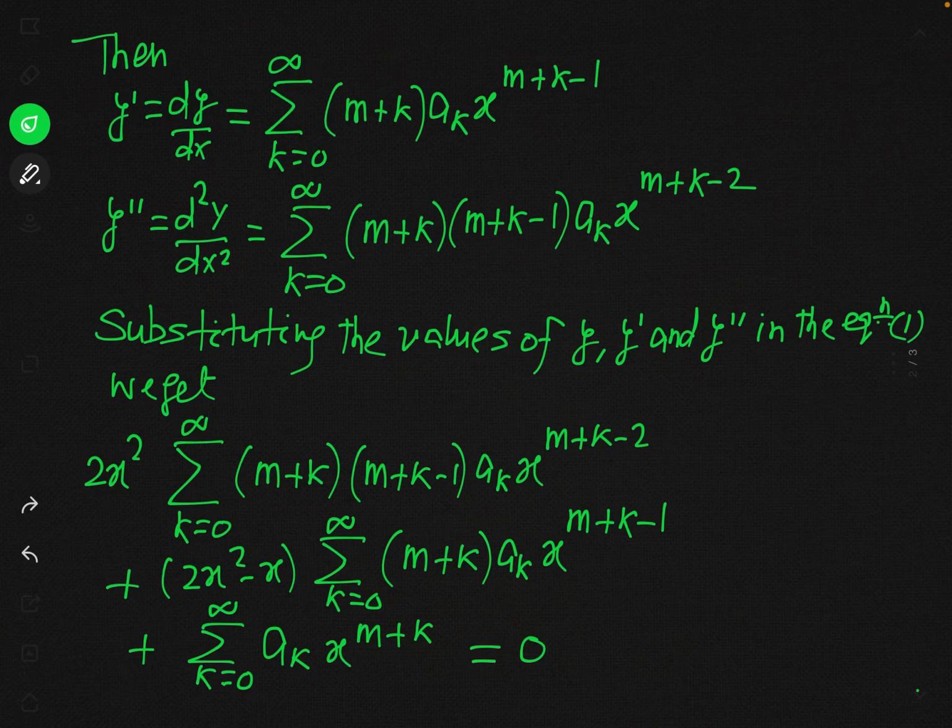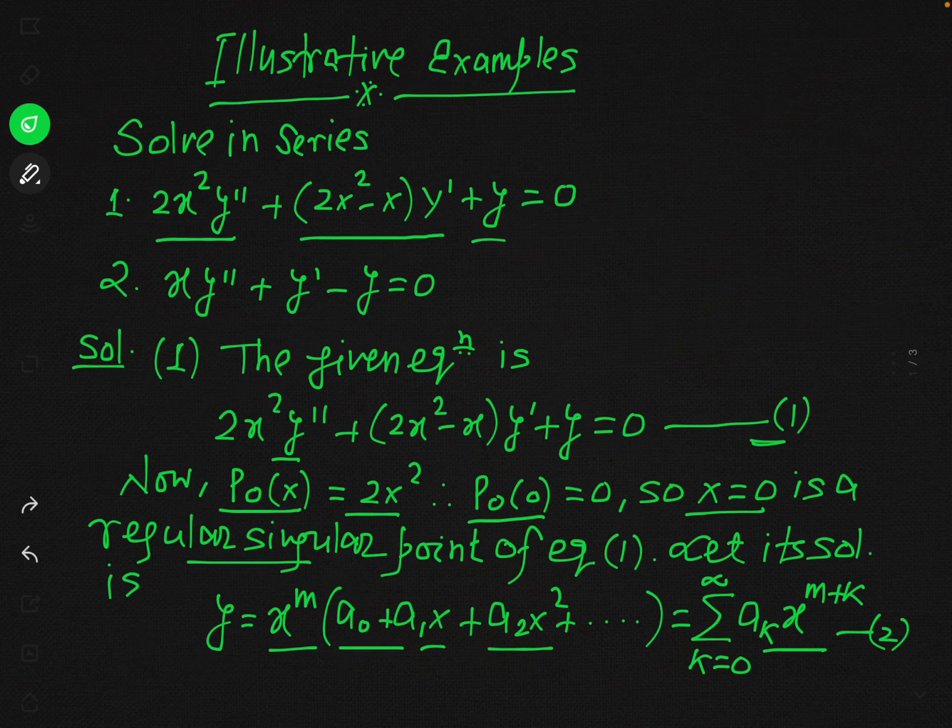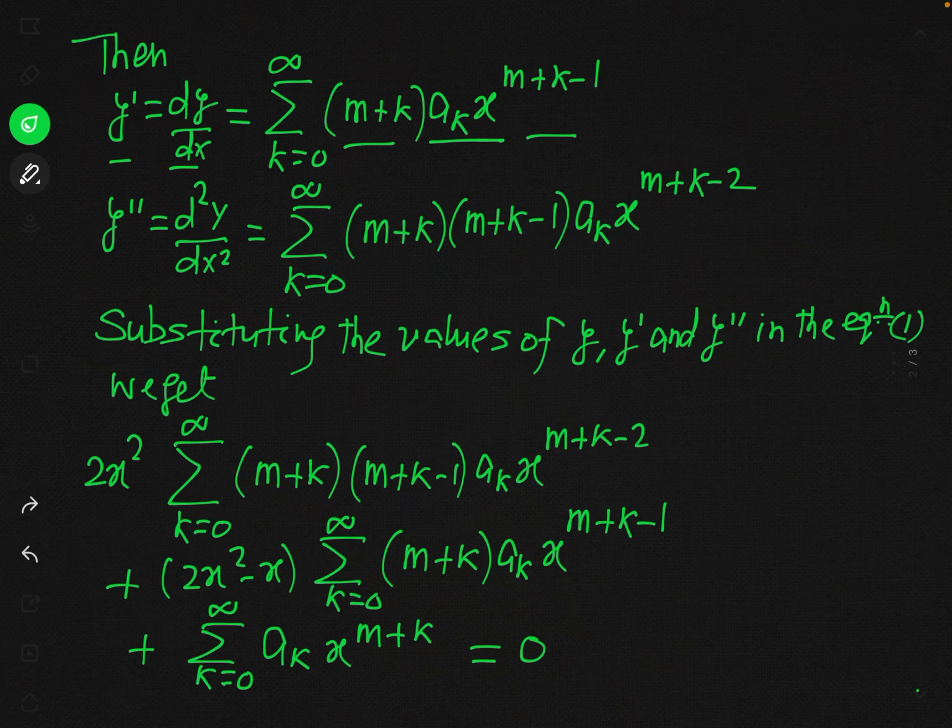Now, as in the working rule, first of all we find the derivative of this y. So y prime, which means dy by dx, will be simply summation over k from 0 to infinity (m plus k) a_k x to the power m plus k minus 1. You can see this equation and simply differentiate it with respect to x. Now we find the second order derivative of y, d2y by dx square, or y double prime. If you differentiate, our result will be this. It is a very simple differentiation.